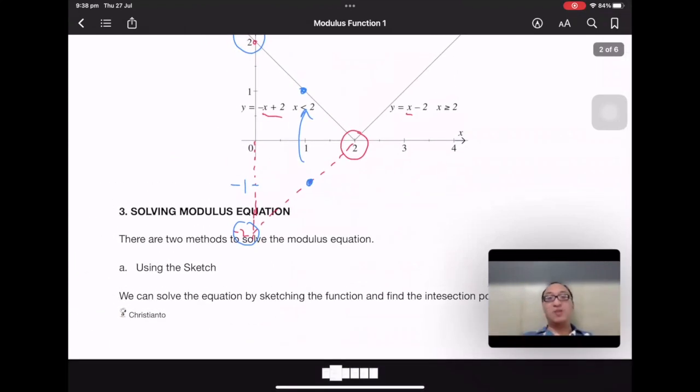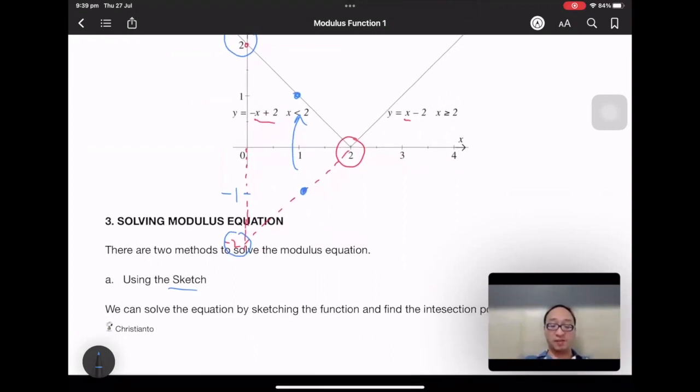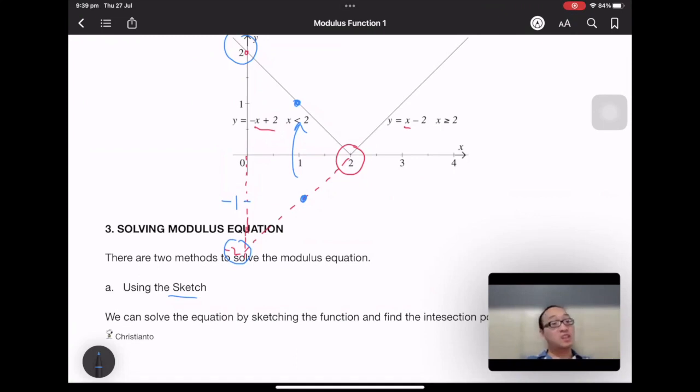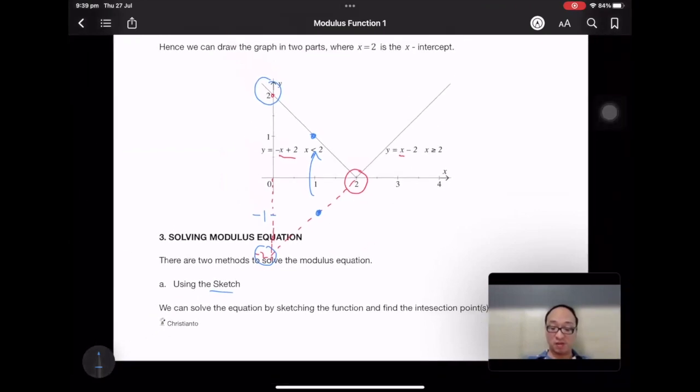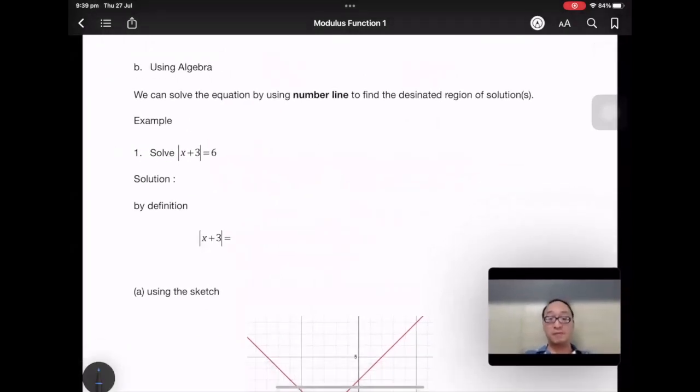Now, after we know how to draw the modulus function, we want to try to solve the modulus equation. There are two methods in solving the modulus equation. The first one, we can use the sketch. So we can draw it first, and then we can find the intersection between the two modulus functions. Or the second method, we can use algebra by using the definition.